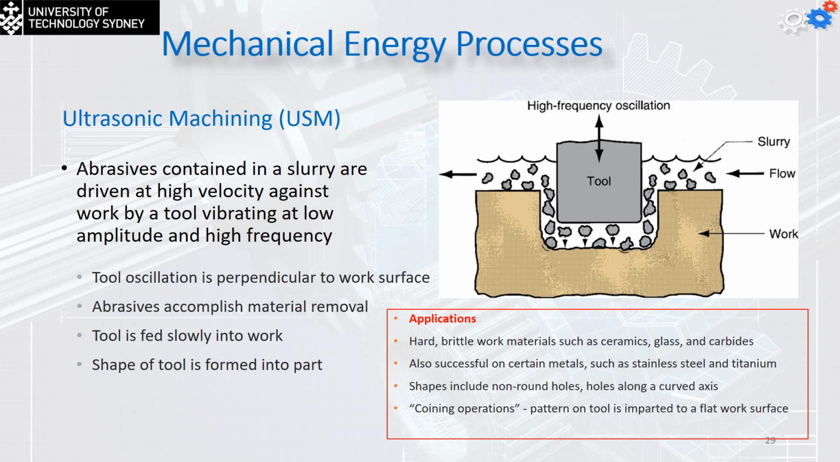Coining operation is where a pattern on the tool is imprinted into a flat work surface. If I put, for example, the shape of a kangaroo at the bottom of the tool, I'm going to get the kangaroo shape cut into the part.